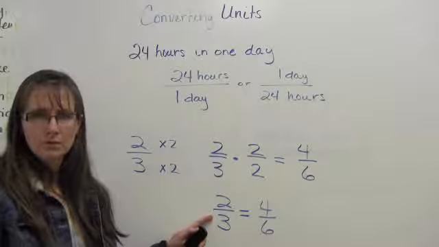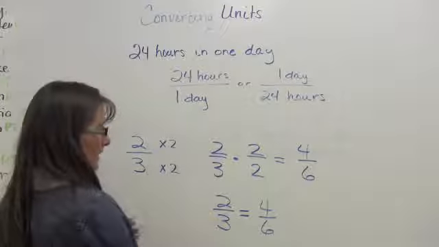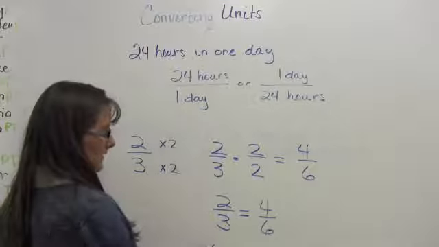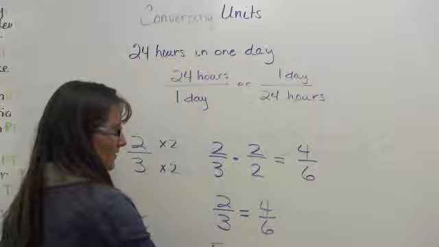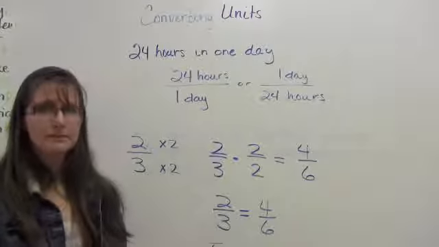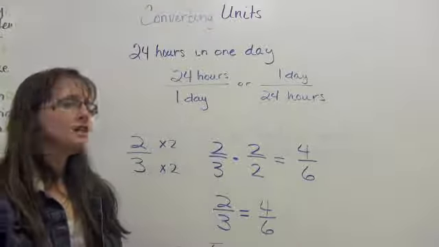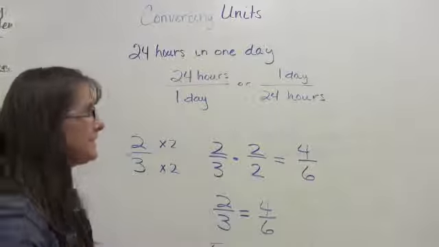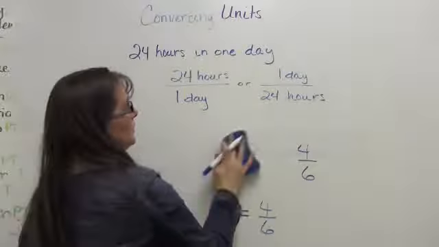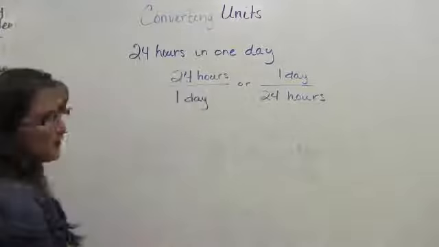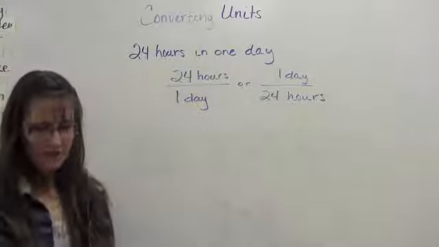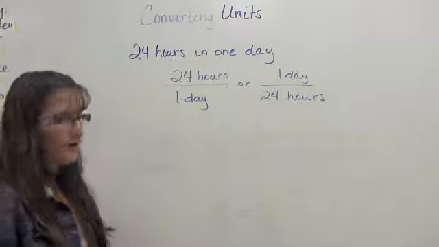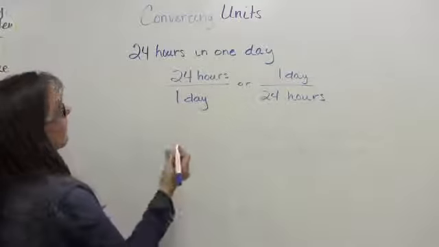Well, what's the value of 2/3? 2 divided by 3 is 0.6 repeating. And if you divide 4 by 6, you discover that it is also worth 0.6 repeating. So again, I have not changed the value of 2/3. I've just changed the way it looks. I've made it larger. Well, the same thing can be said when we are converting units. I don't want to change the value of the quantity. All I want to do is change its units. Well, how does that work?